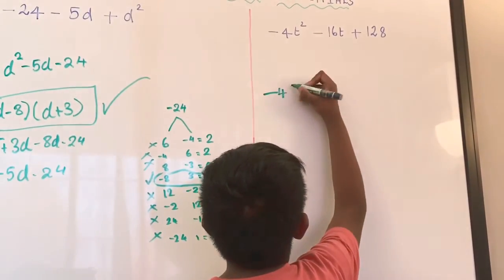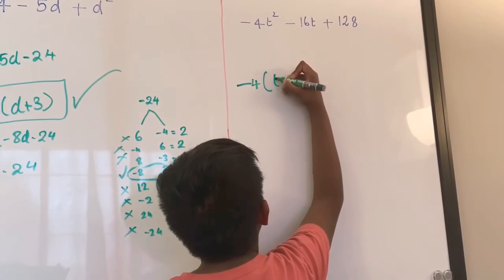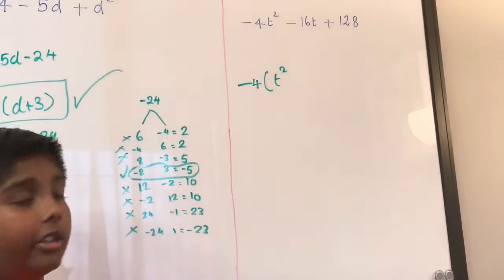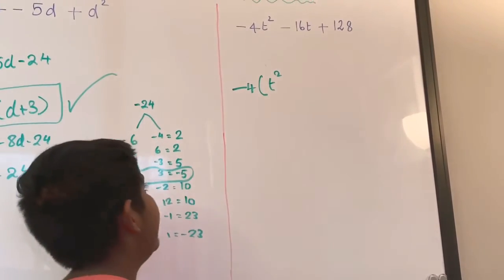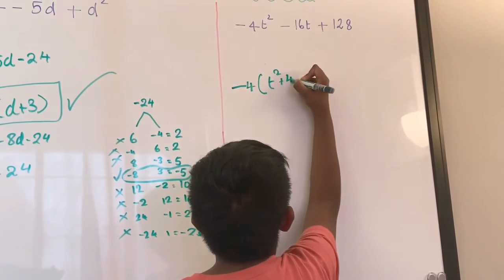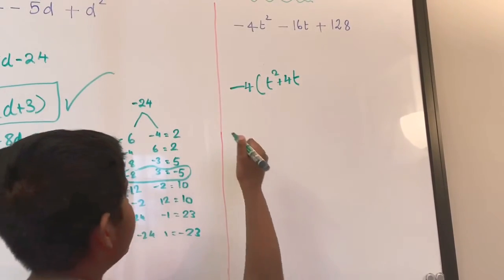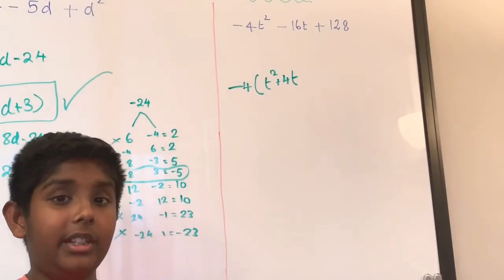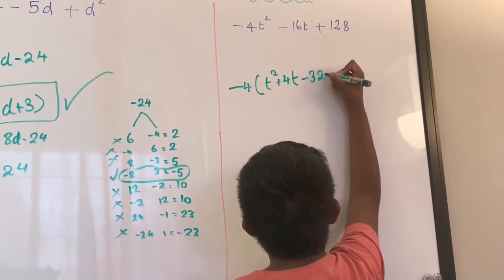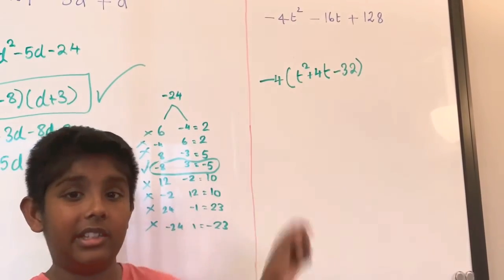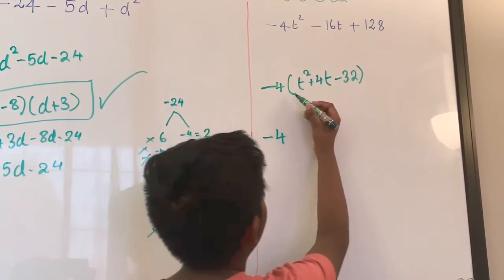So let's divide now. We can take negative 4 divided by negative 4, and then we have t squared, so 1t squared. We're going to write t squared because it's the same thing. And then negative 16t divided by negative 4. So negative 16 divided by negative 4 is positive 4, and then we have t, so we'll keep that as it is. And then positive 128 divided by negative 4. So positive divided by negative is negative, and 128 divided by 4 is 32. Now let's solve the trinomial that's inside the brackets. So we're going to keep negative 4 as it is, and then t squared plus 4t minus 32.